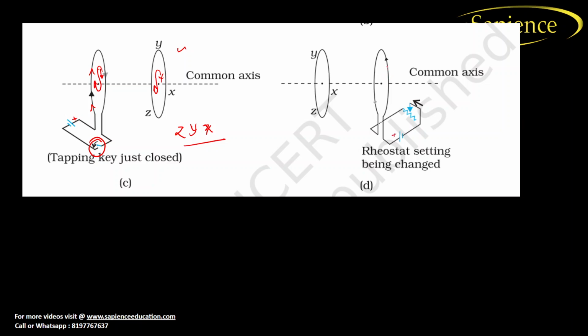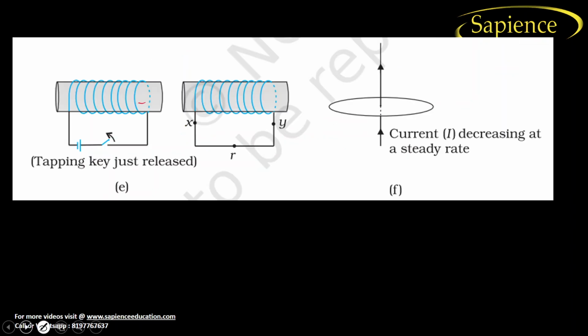Again, if you see this one, this is the case when the switch is on, right? So this will behave as a north pole. If this behaves as a north pole, this side should also behave as a north pole so that they can repel each other and oppose the motion. So again it is XYZ. This is the way you can solve it. I hope you have understood this one.